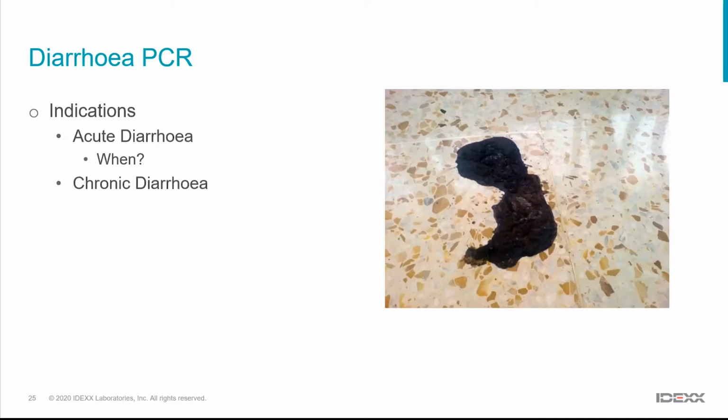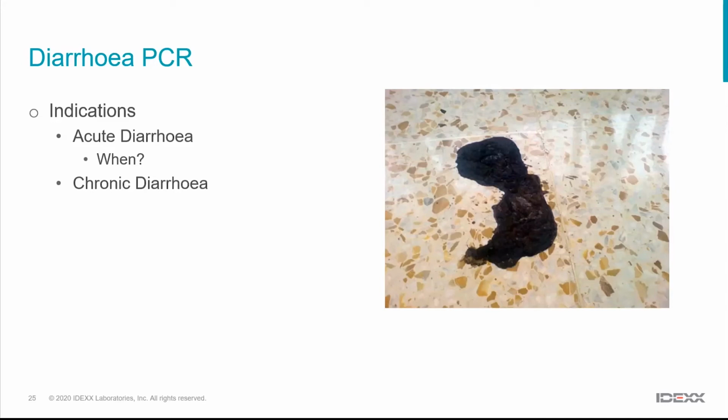If they've got a severe acute diarrhea, you've got a whole litter of puppies with acute diarrhea and they're getting unwell with that, the diarrhea is significantly hemorrhagic, things like that, then adding the diarrhea PCR in that setting can be useful. It certainly has a place with chronic diarrhea as well.